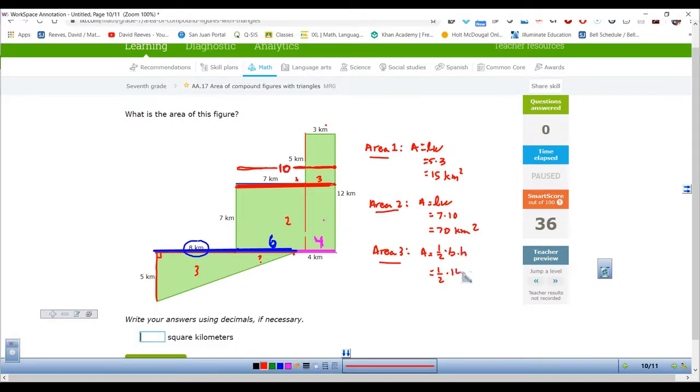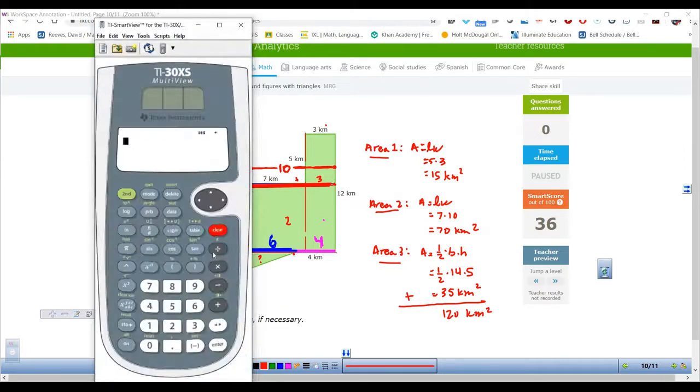1/2 of 14 times 5. All right, half of 14 is 7. 7 times 5 is 35, and we get 35 square kilometers. And now we're going to add those together. All right, 15 plus 70 is going to be 85. 85 plus 5 is 90. 90 plus 30 is going to be 120 square kilometers.